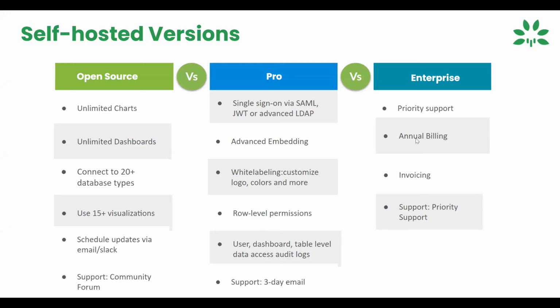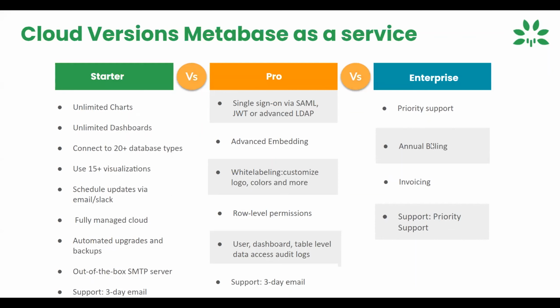And Enterprise provides all this, and additionally, these are specific to Enterprise. You can reach out to Metabase and arrive at the support. They provide priority support and an annual billing structure. Similarly, you can have the same for a cloud version also, where the features are almost the same. The only additional benefit cloud brings is a fully managed service, with automated upgrades and backups, so you don't have to worry about all that, and you just sign up and use it. You also have the out of the box SMTP server. If you're going for a self-hosted version, you will have to use your own SMTP, whereas with the cloud version, you get an out of the box SMTP server.